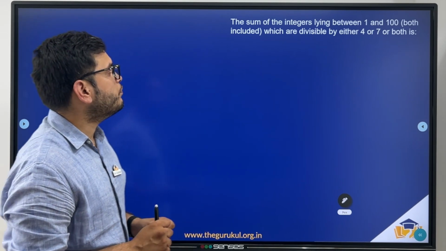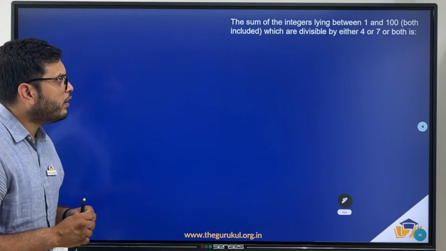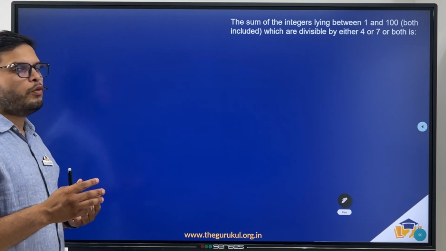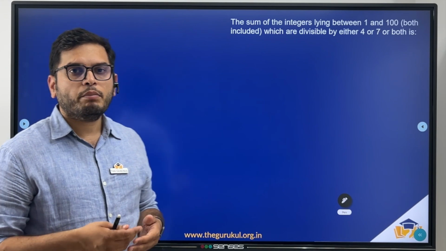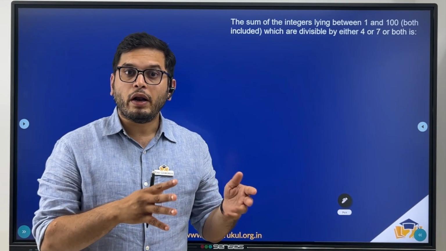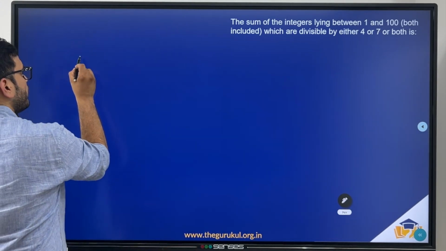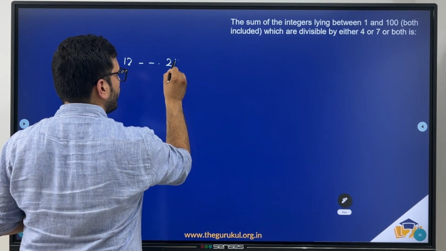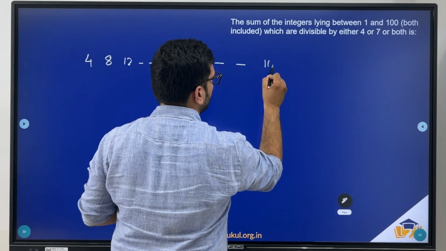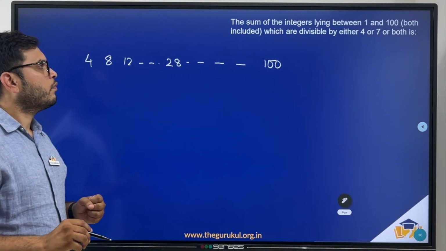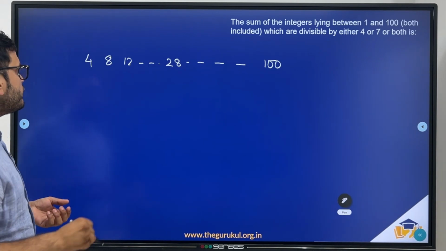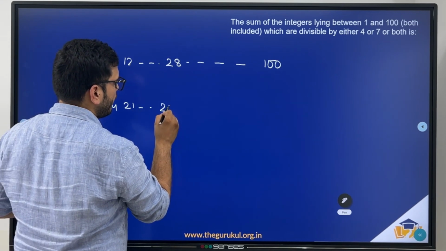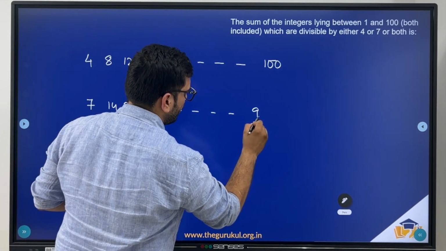Now coming to the last question. The sum of the integers lying between 1 and 100, both included, which are divisible by either 4 or 7 or both is? Now first let's list down multiples of 4 from 1 to 100 both inclusive. So the first multiple of 4 is 4, then 8, then 12, so on, 28, so on till 100. And let me list down the multiples of 7. Starting with 7, then 14, then 21, 28, so on till 98.